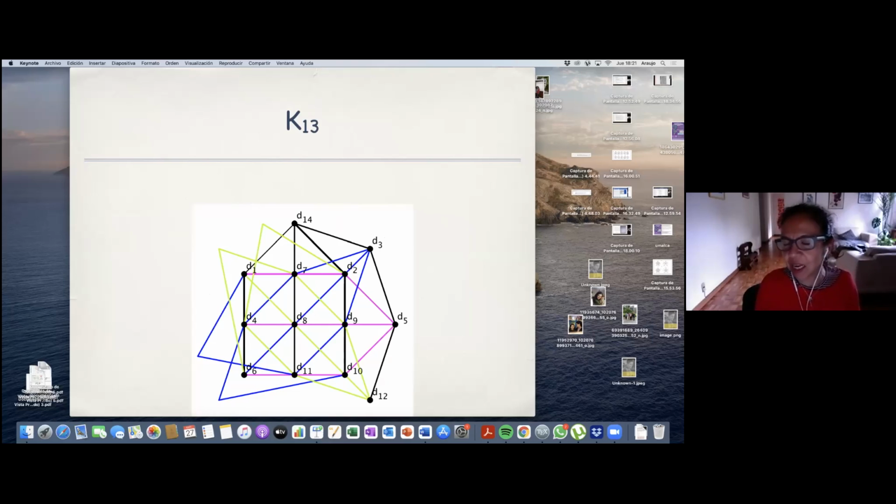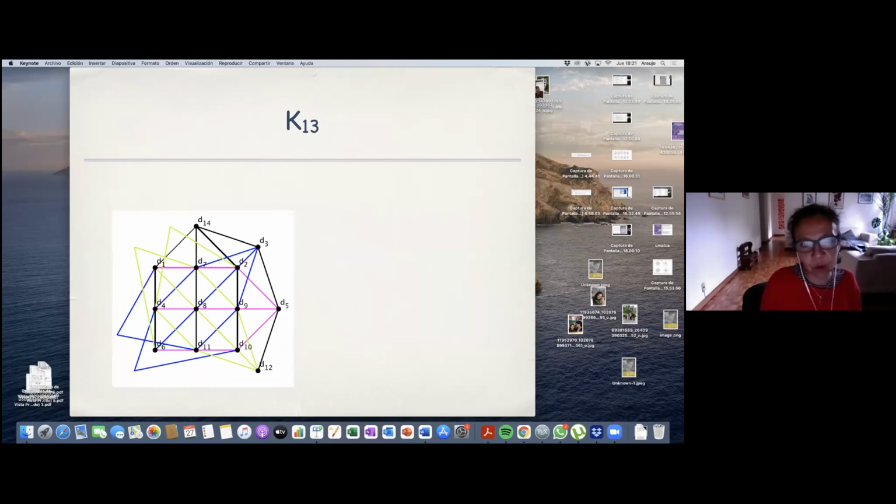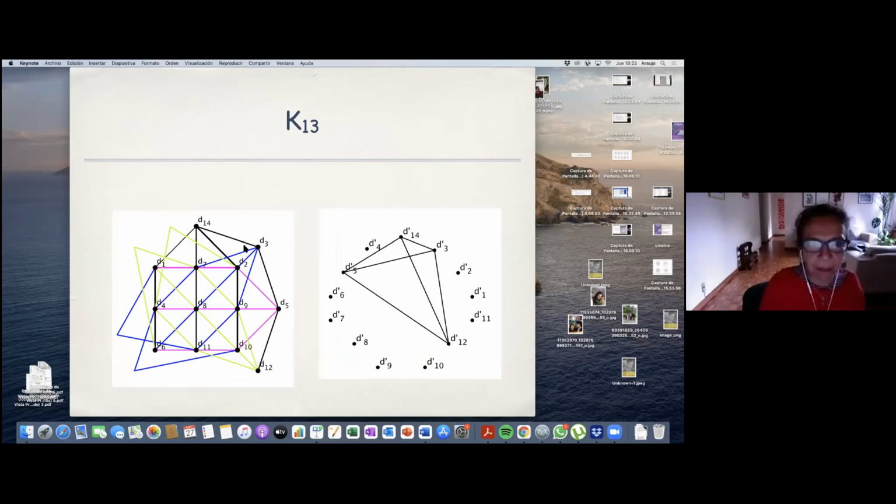You have K13, and you have the projective plane of order 3, and immediately you have K13, and for example, this line, the line 1, 4, 3, 5, and 12, is this K4. For any pair of points that live in a line, any edge is in a complete graph of order 4, and any pair of lines intersects. Okay, any pair of these subgraphs intersects in 1 point.